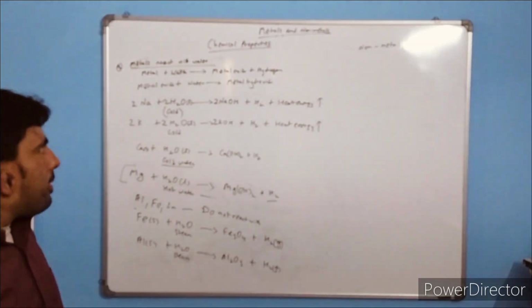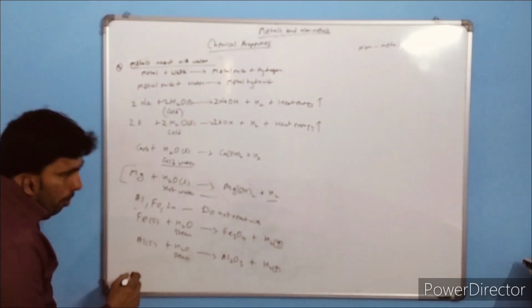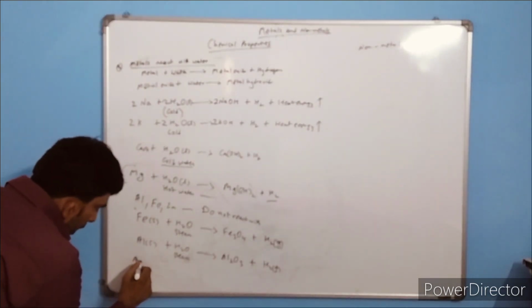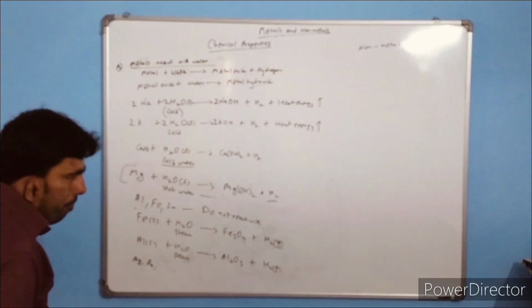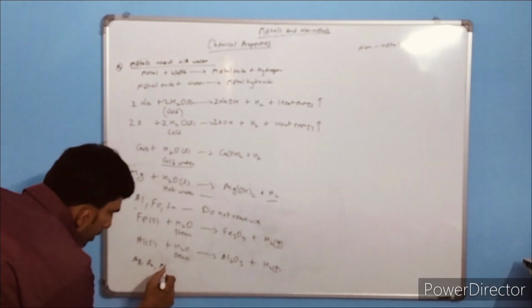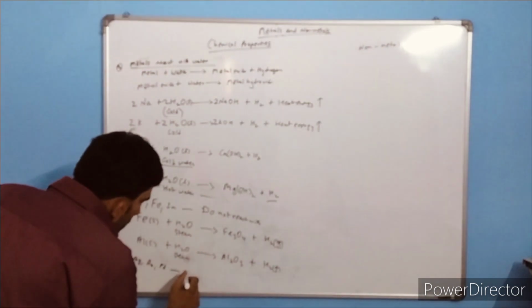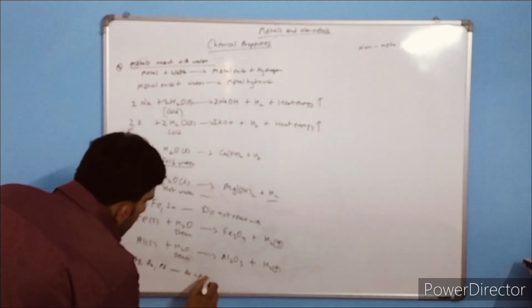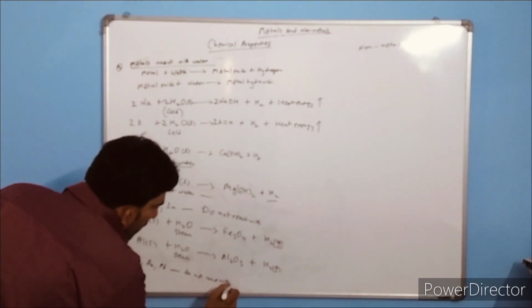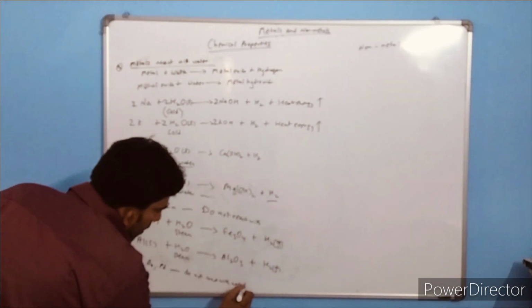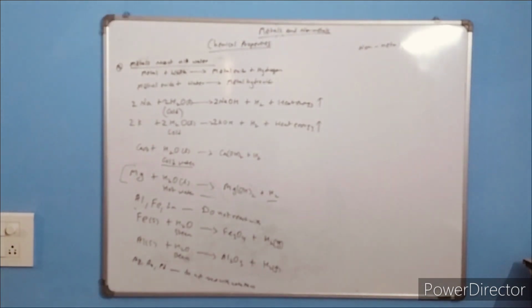Other metals, like silver, gold, and lead, do not react with water at all. So now we know the second chemical property of metals, what happens when they react with water.